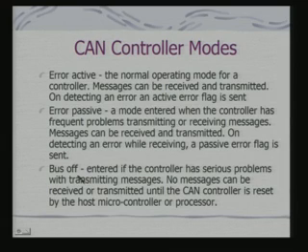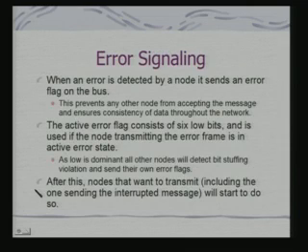Bus off is entered if the controller has serious problems with transmitting messages. So, no messages can be received or transmitted until the CAN controller is reset by the host microcontroller or processor, or even manually. So, this is completely off the bus. When an error is detected, it sends an error flag on the bus. That is the error frame. This prevents any other node from accepting the message and ensures consistency of data throughout the network. So, if the message is already there and it receives an error flag, that message would actually be rejected if the message is being transmitted.